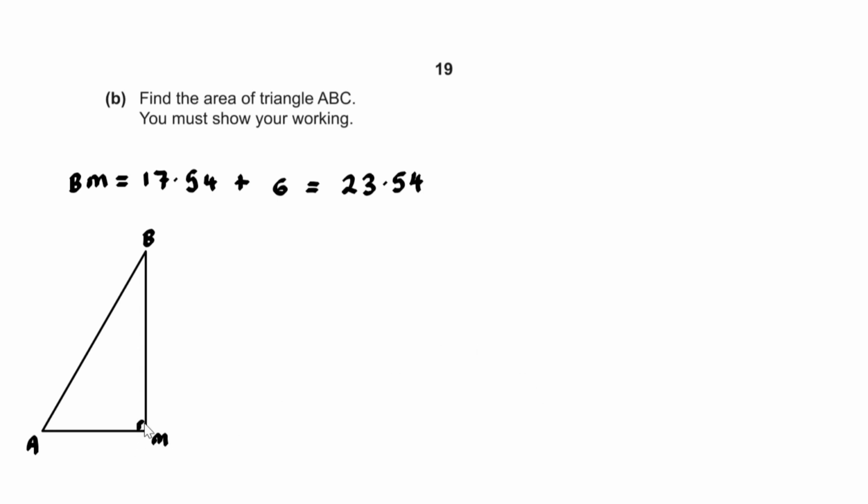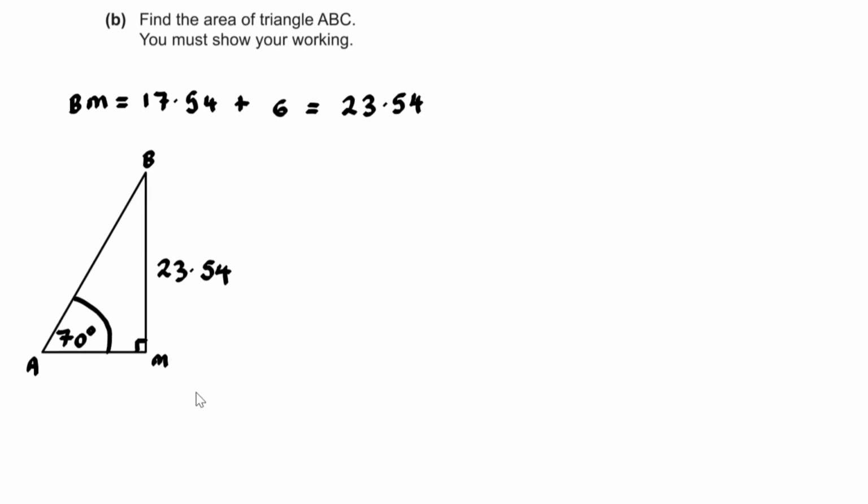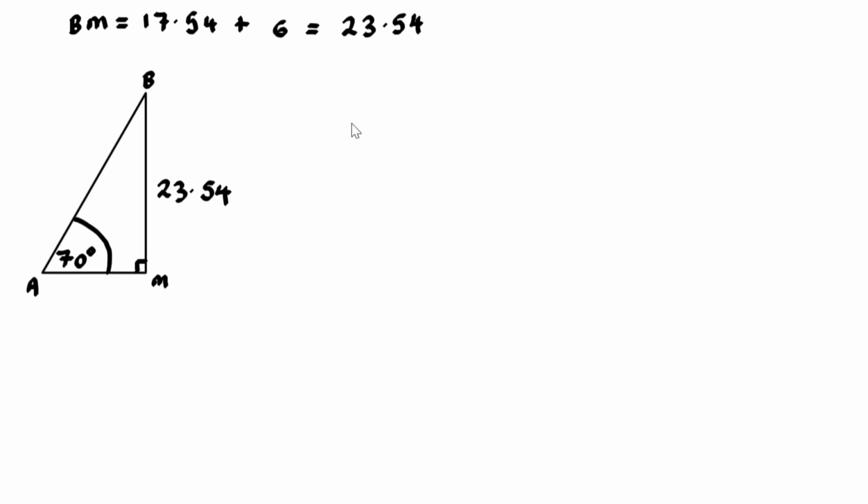And if I construct a right angled triangle, then here we've got the 23.54. AM is what we're finding, and here we've got 70 degrees. Now if I find AM, I can double that to find out what AC is. So again, if we use trigonometry, we've got the opposite and the adjacent. What connects those is tan. So we've got the tan of 70 equals opposite 23.54 divided by the adjacent AM. We need to find out what AM is.